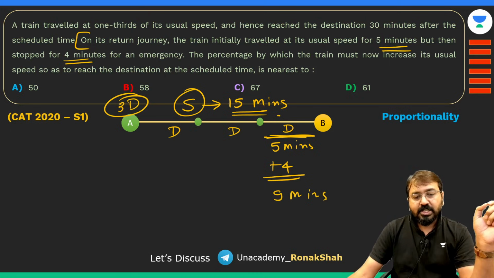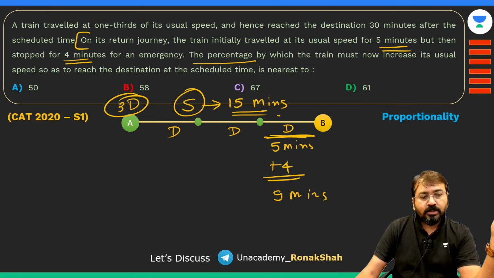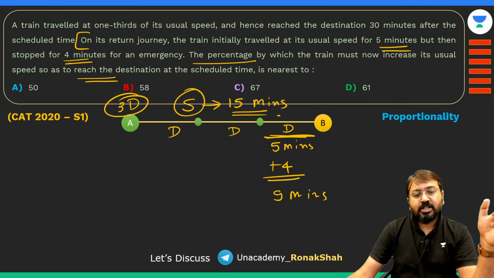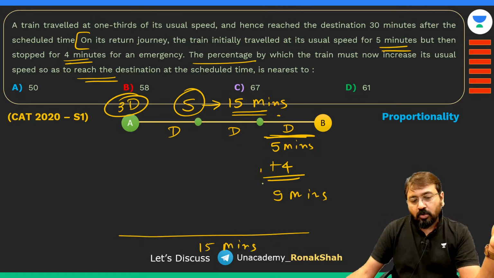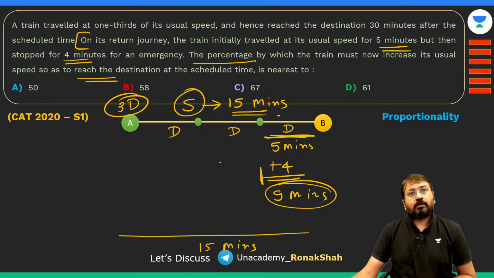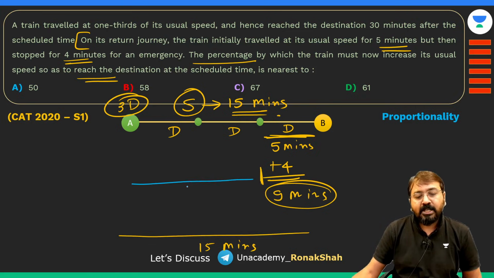Okay, now what is our question? The percentage by which the train must now increase its usual speed so as to reach the destination at the scheduled time. Can I say the train had to complete the journey in 15 minutes? While reaching over here at this point, the train has already consumed 9 minutes time. So the train needs to complete the remaining journey in just 6 minutes time.